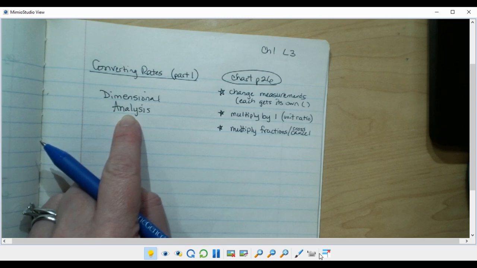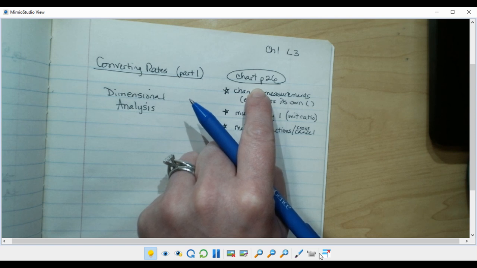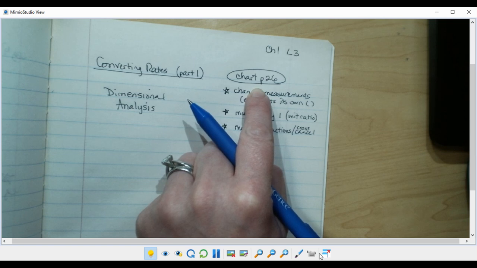Now, some things I need to draw to your attention. On page 26 in your textbook, plus like 3 other spots in Google Classroom, I have posted a list of conversions. That will be very helpful if you don't know some of these. So you might want to refer to page 26 or check out one of the things that I posted with this assignment.